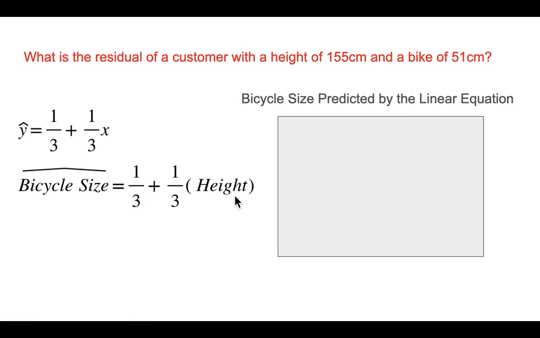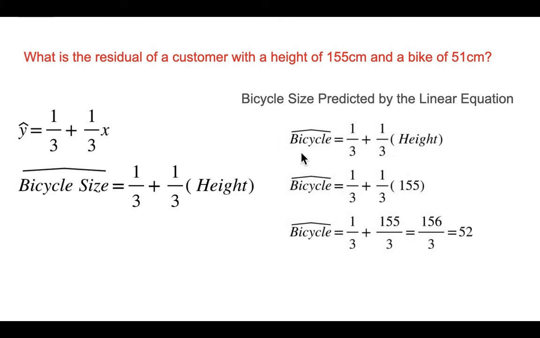So what are we going to do? We're going to plug it in, and find the predicted bicycle size of a person whose height is 155 centimeters. We have the actual size. The actual size is 51 centimeters, but we want the predicted bicycle size. So let's take a look.